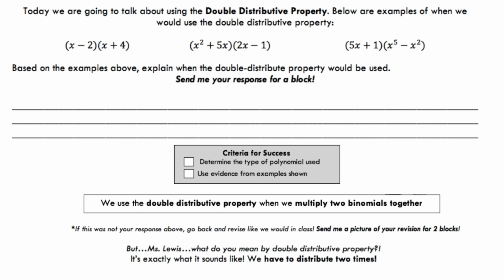But Miss Lewis, what do you mean by double distributive property? I know we're going to use it when we multiply two binomials together, but it's exactly what it sounds like. We have to just distribute two times. So instead of distributing one time to each term, we have to distribute twice because there's two terms in my front term. And it'll be clear when we go over this next example.